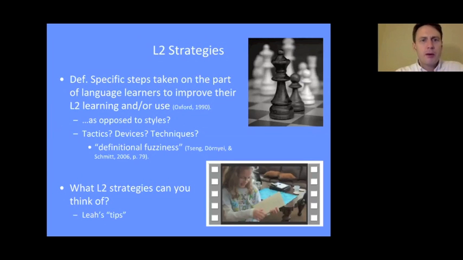So, a quick definition before going any further. We'll define strategies as specific steps taken on the part of language learners to improve their learning or use. Any strategies come to mind? I say strategies, and I think we're all generally familiar with what this means, but do any specific strategies come to mind? You can think of a reading strategy or a writing strategy or a vocab strategy, for language learning or for use, just for general usage.